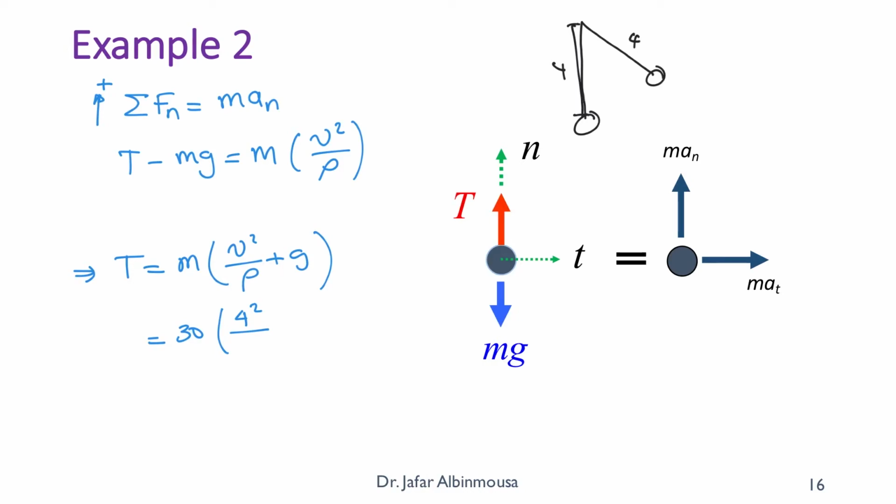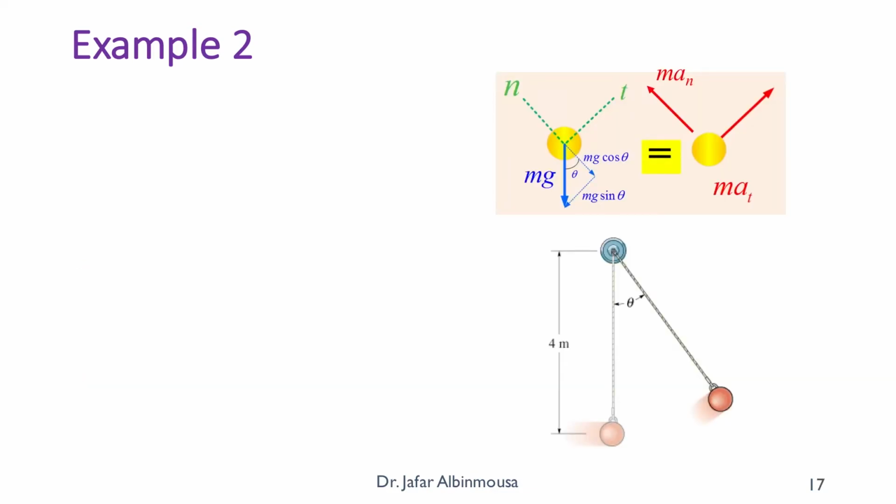So we will have here, this one is divided by 4 plus 9.81, and this is going to give you a tension of 414.3 Newton. The next step is to find the angle theta at which this ball is going to stop momentarily. So we take this position and we analyze it.